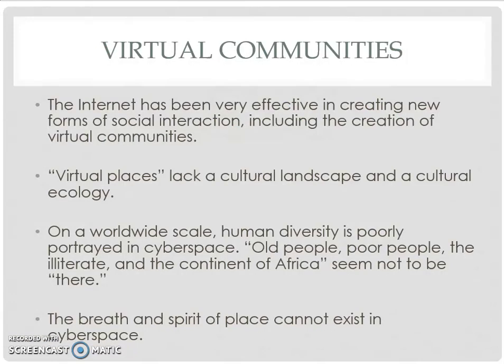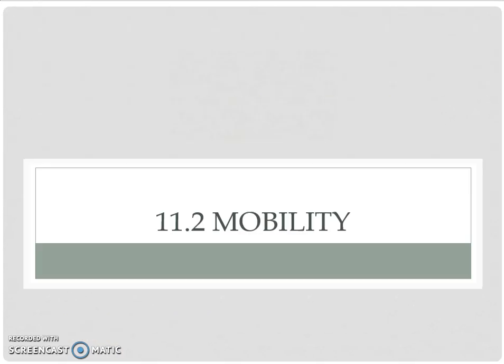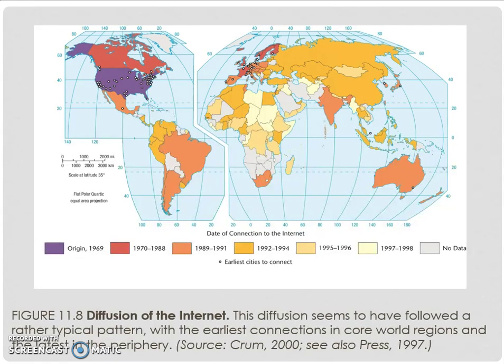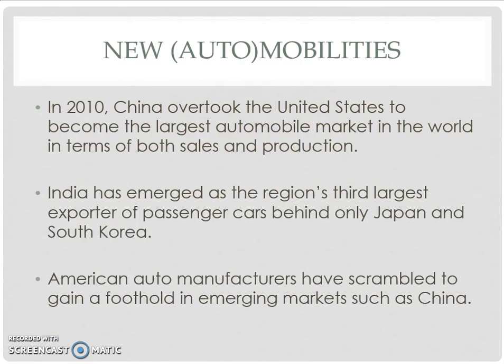We even have virtual communities nowadays. Expansion into mobility, the whole idea of Internet of Things, where devices can be very far-reaching, even into the most rural, poorest communities in Africa. We have mobility for the digital age. Transportation we'll cover. Interesting facts like China overtaking the United States for the world leader in transportation.